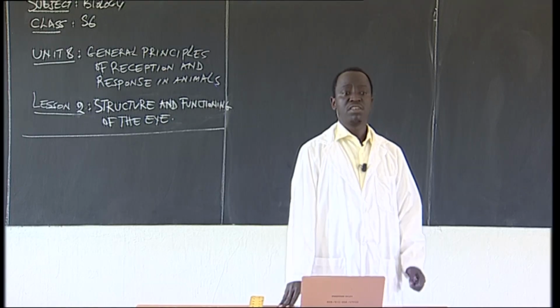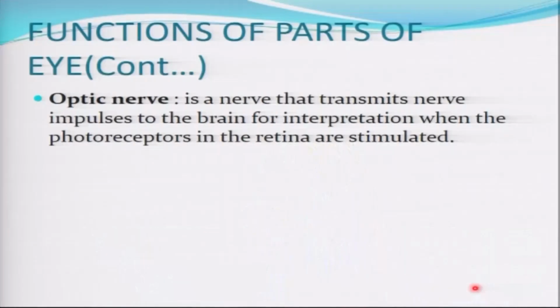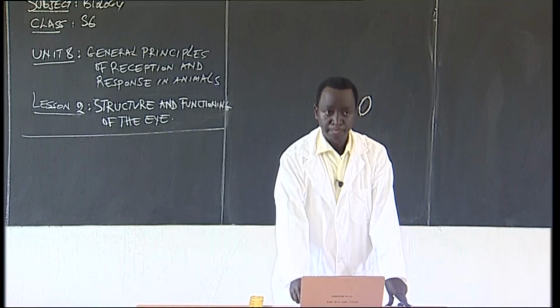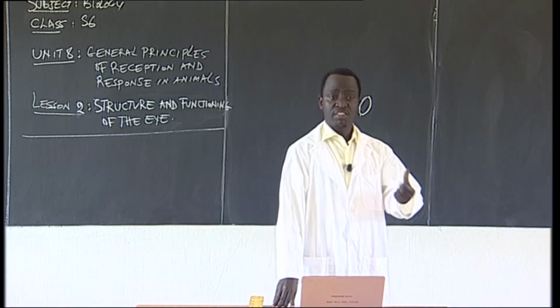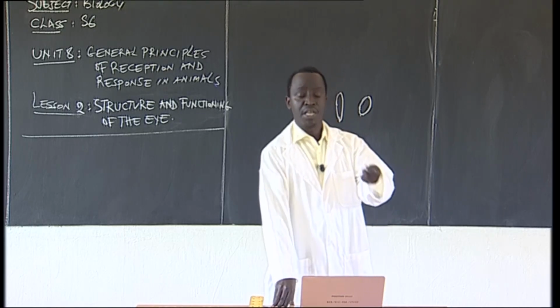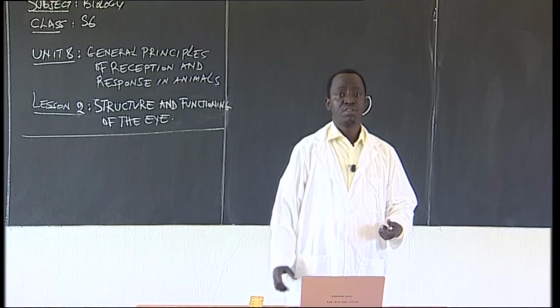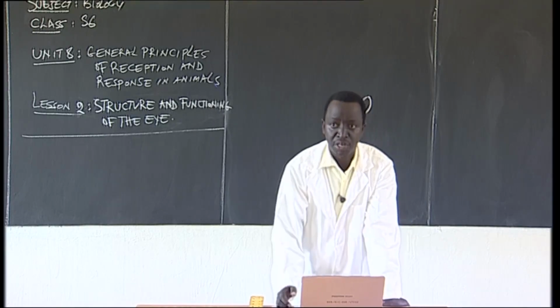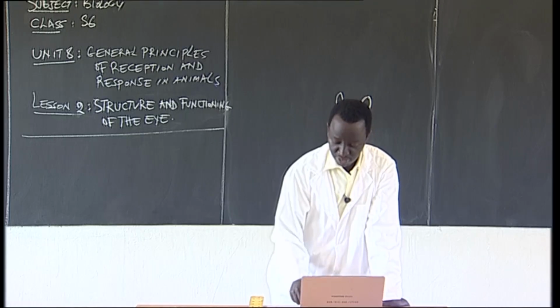Optic nerve, what is the role of the optic nerve? The nerve is made of cells that can transport the information, the impulse, to the brain. Why does the impulse have to be transported to the brain? For interpretation of the message so that you can see the image you want to see. Photoreceptors change the light into what? Into nerve impulse. Then the nerve impulse is transported to the brain so that the brain can interpret what you are seeing.